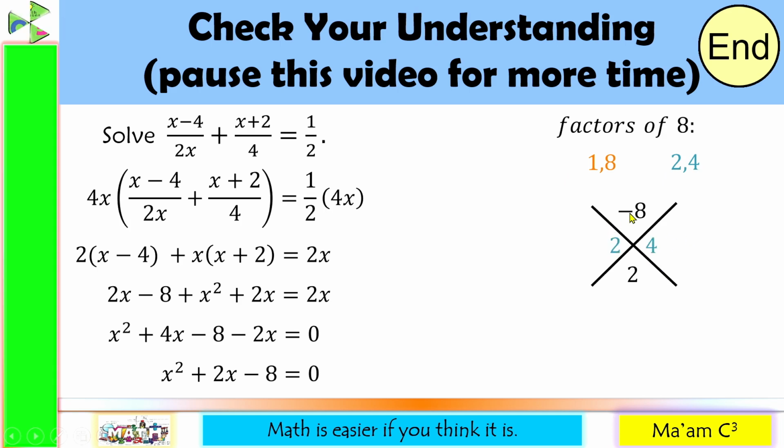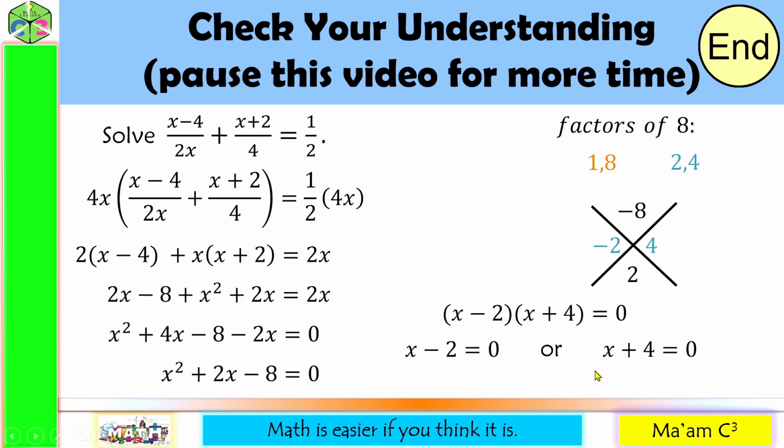Since our product is negative, one of these factors is negative. Since our sum is positive, then the smaller number is negative. Our factors are x minus 2 times x plus 4. x minus 2 equals 0 or x plus 4 equals 0. x minus 2 equals 0, x equals positive 2. x plus 4 equals 0, x equals negative 4.